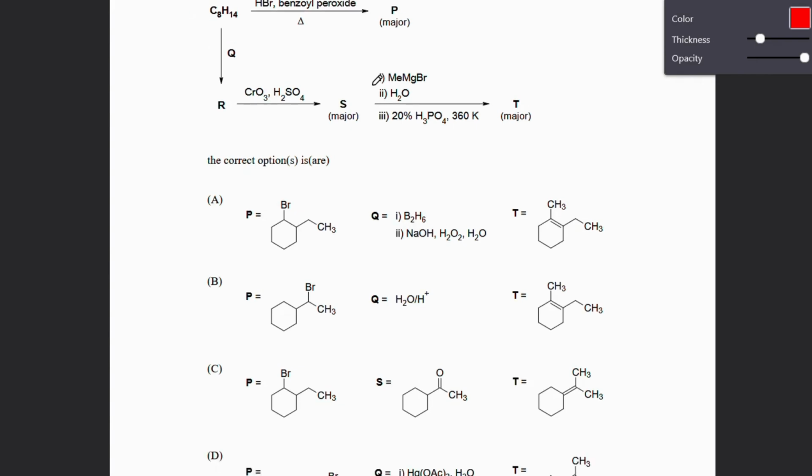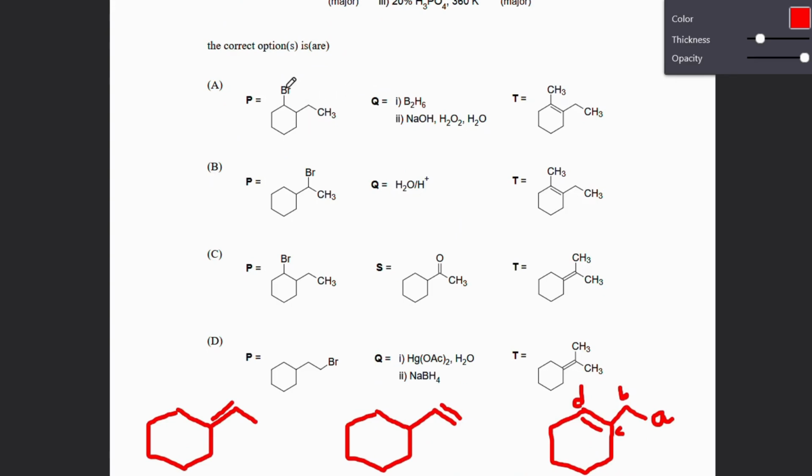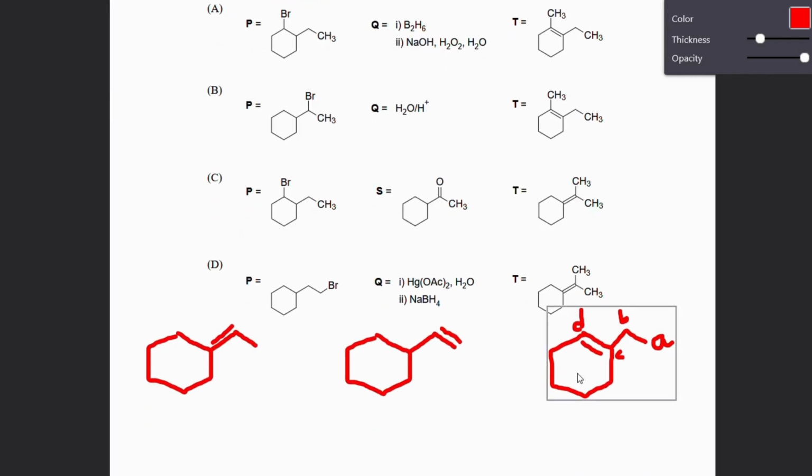So for Br to be added at this position, the alkene needs to be in this position, or rather the one that I have drawn here. So the alkene would be between C and D. I have marked these four positions as A, B, C, and D respectively because these are the four positions that we are dealing with. So for Br to be added here while reacting with HBr in peroxide medium, the double bond will be between C and D. So let us assume that this is the starting material according to the structure of P.